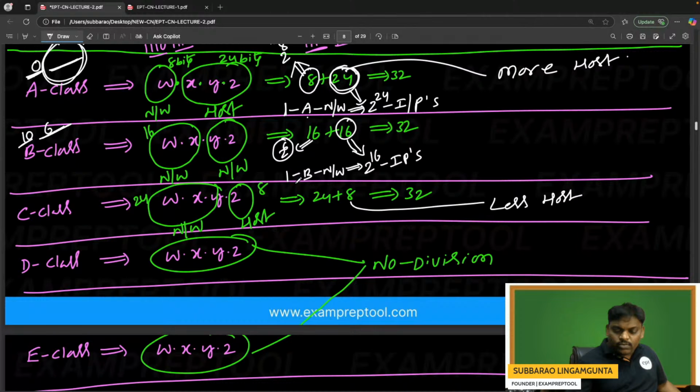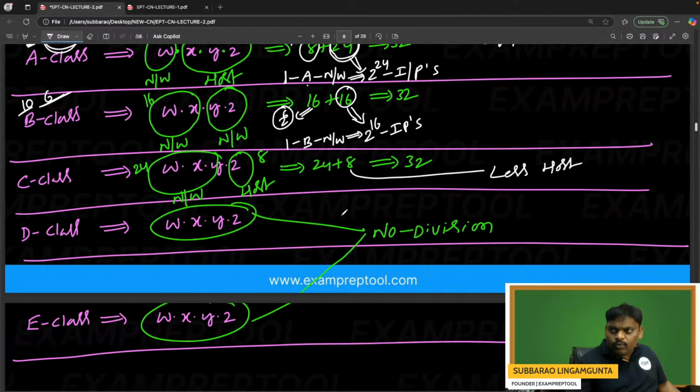Right, come to the next one, class C. Don't worry, you will get the clarity. In class C, 8 bits per host, so 2 power 8 IPs possible. Let me write now: one class C network contains 2 power 8 IPs.